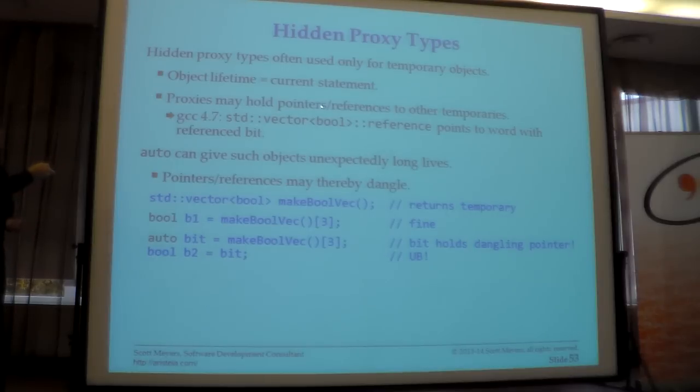Proxies often hold pointers or references to other temporaries. In GCC 4.7, which is the last one I checked, vector<bool>::reference, remember, conceptually is a reference to a bit. The way it's actually implemented is usually it has a pointer to the machine word in which the bit occurs, and an index into that word so it knows which bit to reference.